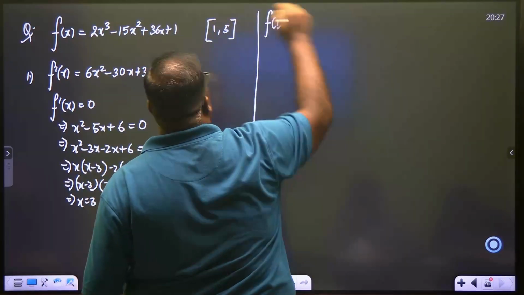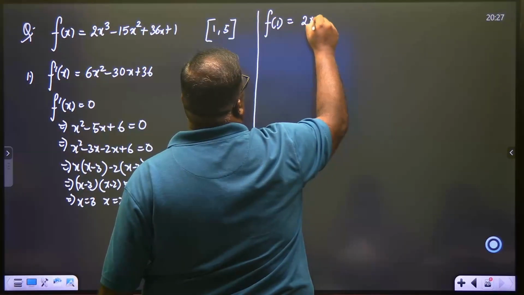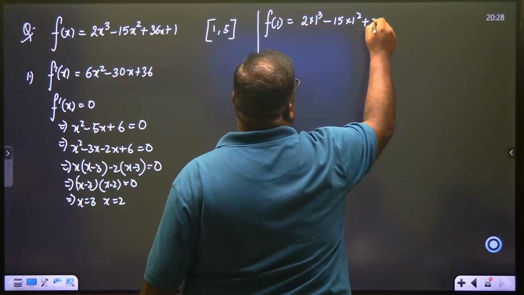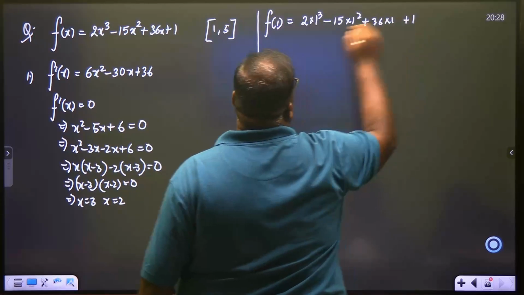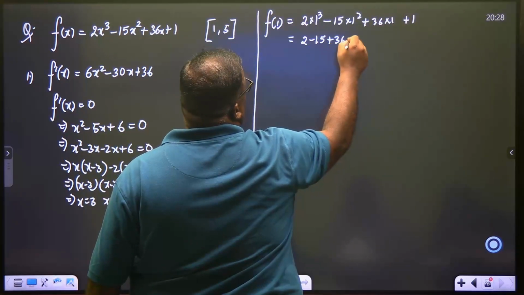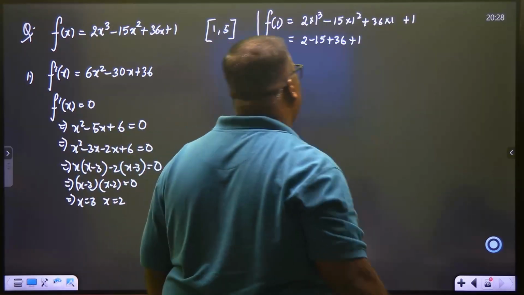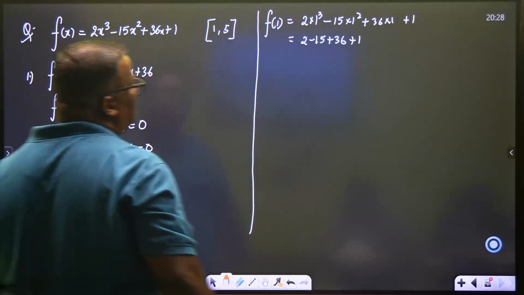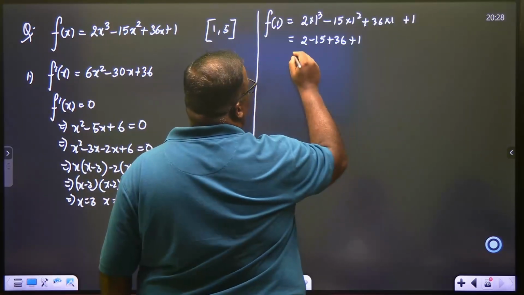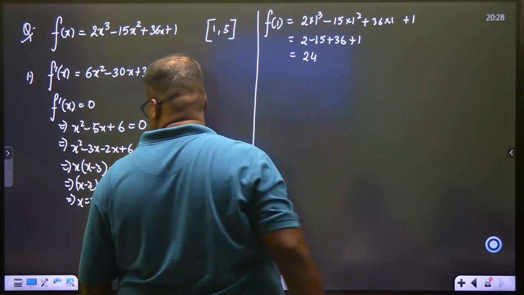How much is it? 2 into 1 cube minus 15 into 1 square plus 36 into 1 plus 1. Tell me how much is it? 2 minus 15 plus 36 plus 1. 2 plus 1 is 3. 3 plus 36 is 39. 39 minus 15 is 24. So this is the value.